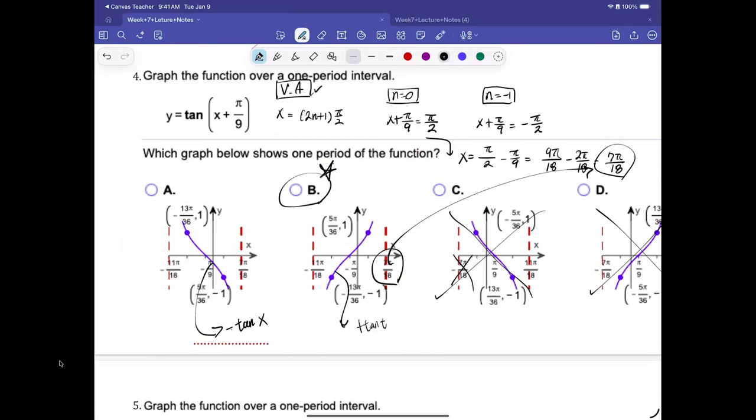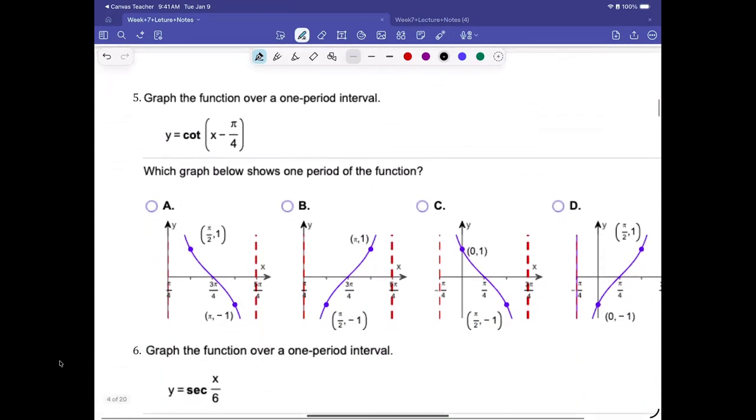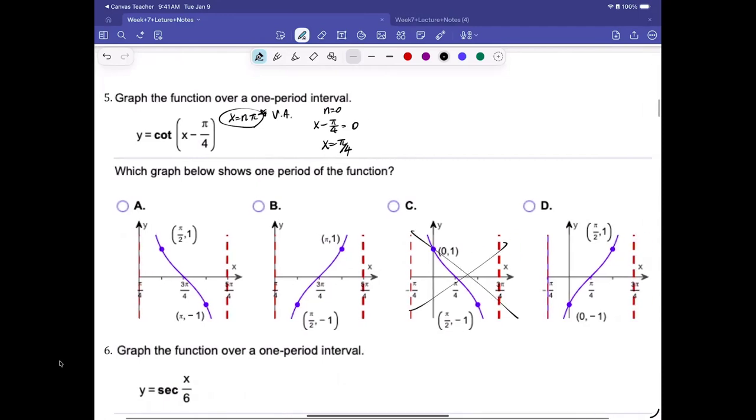And also the cotangent. The vertical asymptote is x equal to n pi. So when n is 0, let's find x minus pi over 4 equal to 0. So x is pi over 4. So everything has pi over 4. So C and D are not right. We need to have a pi over 4, not negative pi over 4. So C and D are wrong.